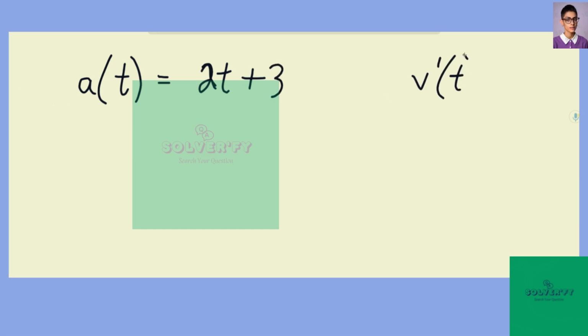All right, if they give us the acceleration is 2t plus 3, and we also know that the derivative of velocity is equal to acceleration. So if I find the integral of that, it will give me the velocity.